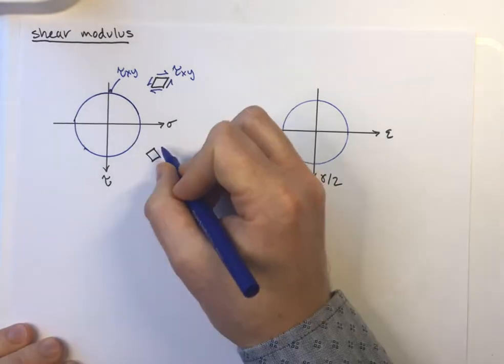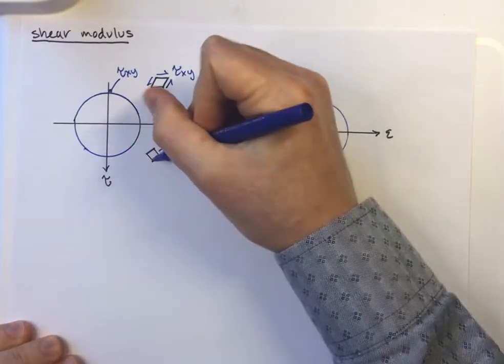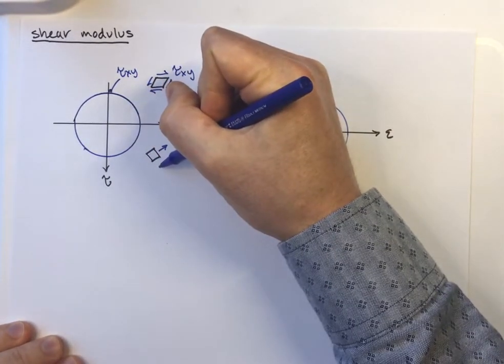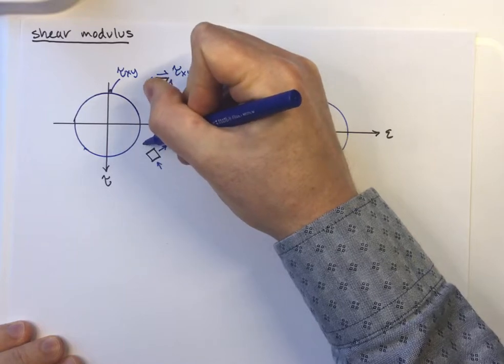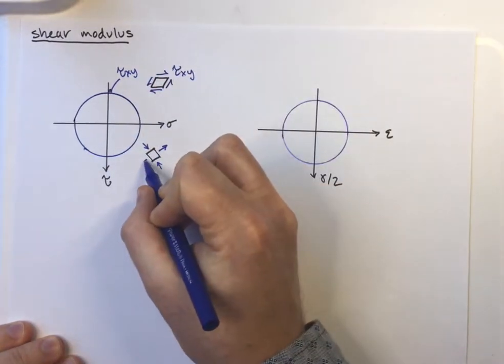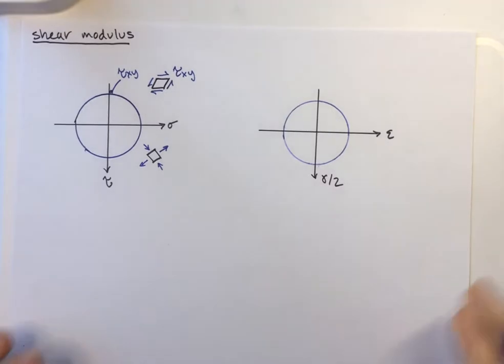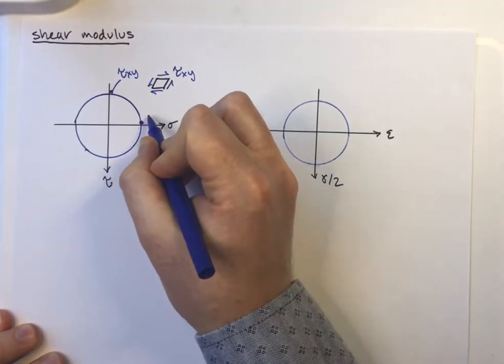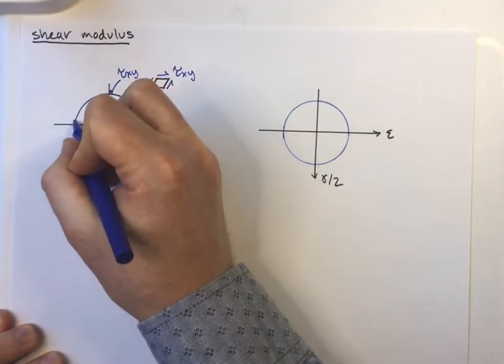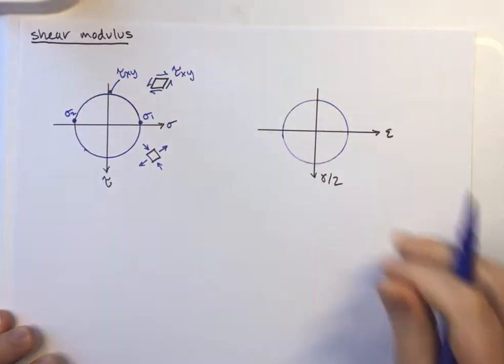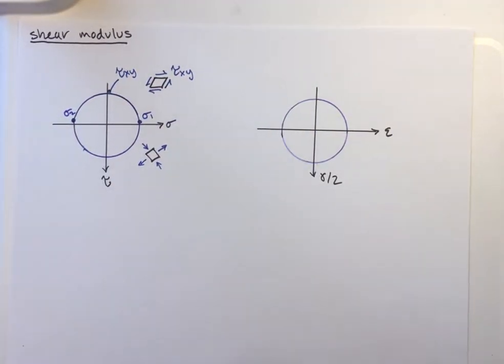And if I did that, I would end up getting principal stresses, and they would look something like this. Okay, and so now I would see a sigma 1 here and a sigma 2 there. Okay, that's my stress picture. What about my strain picture now?